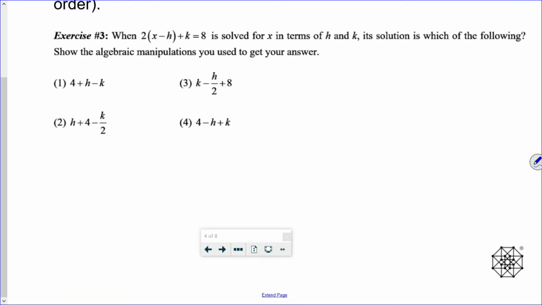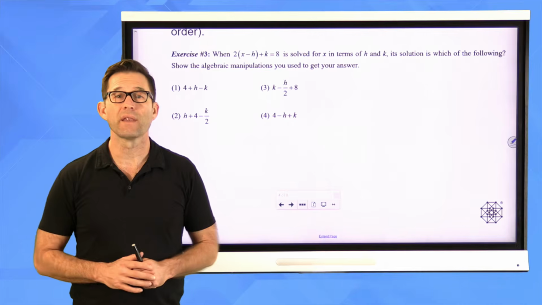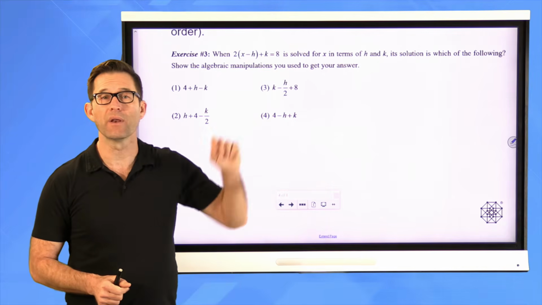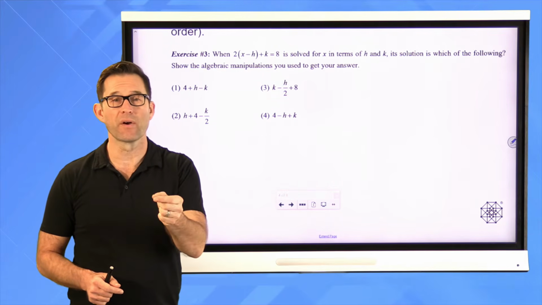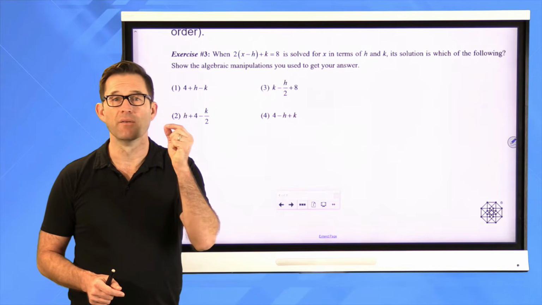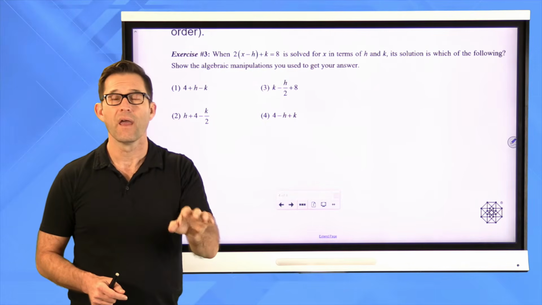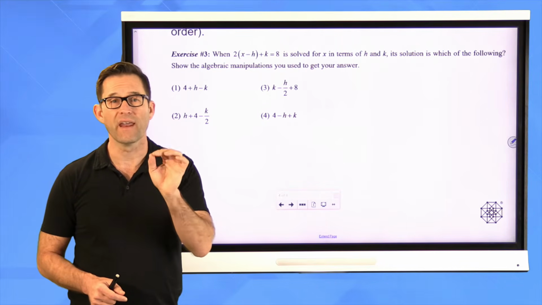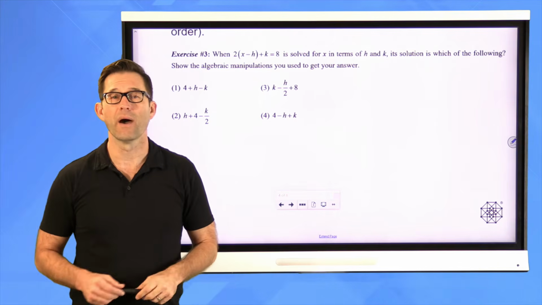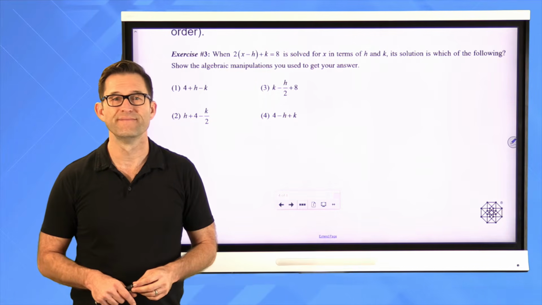When 2 times the quantity x minus h plus k is equal to 8 is solved for x in terms of h and k, its solution is which of the following? Show the algebraic manipulations you used to get your answer. Okay, great. What I'd like you to do is take this equation. I want you to think really hard about what's been done to the variable x, in terms of the numbers 2 and 8 and then h and k and all of that. And I want you to rearrange that formula to get x all by itself. Pause the video now and play around with the algebraic manipulations.